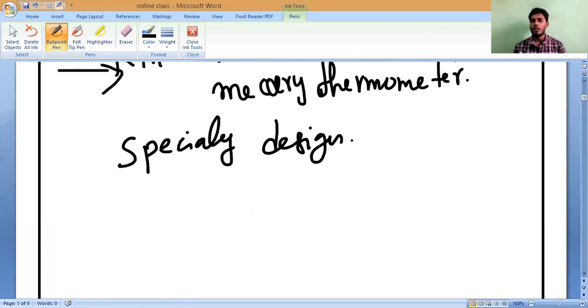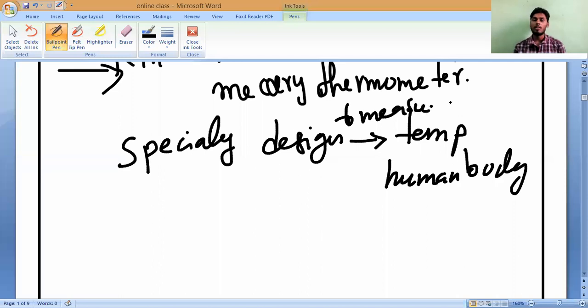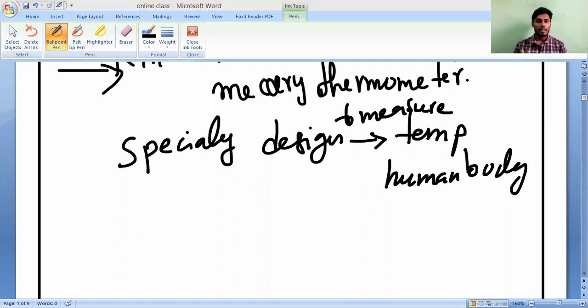Specially designed thermometer to measure the temperature of the human body. Do you understand, Mari? To measure the temperature of the human body, it is specially designed. That is why it is called a clinical thermometer.